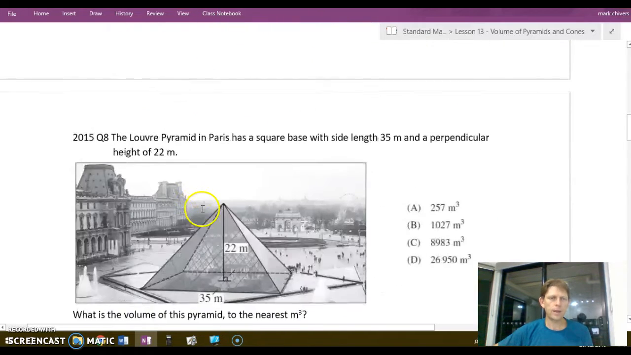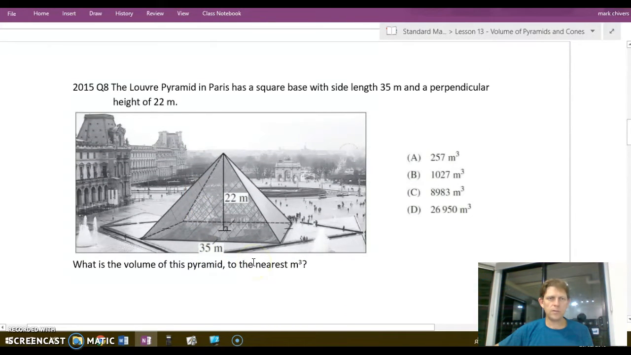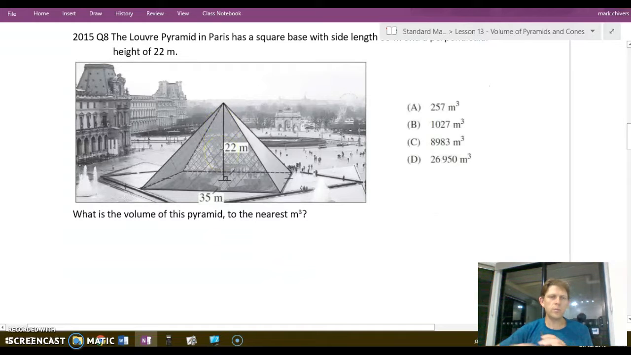All right. So the next question is from the 2015 HSC paper, and it's regarding the Louvre Pyramid in Paris. I don't know if anyone's been there. It's quite an interesting thing to look at. So it has a square base with a side length of 35 meters and a perpendicular height of 22 meters. So what is the volume of that pyramid to the nearest meter cubed?